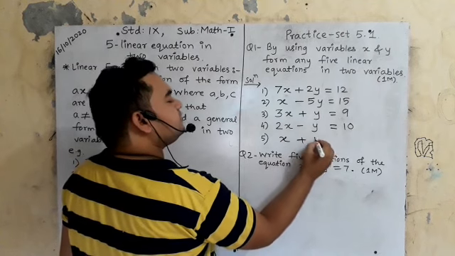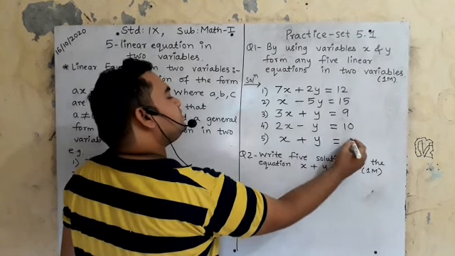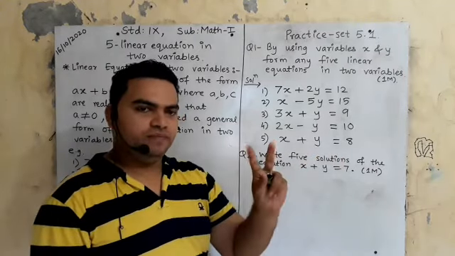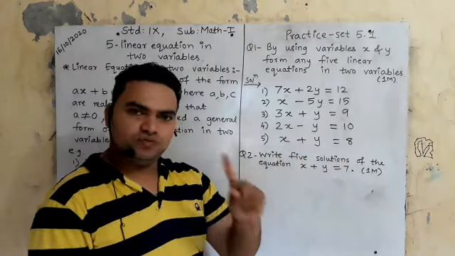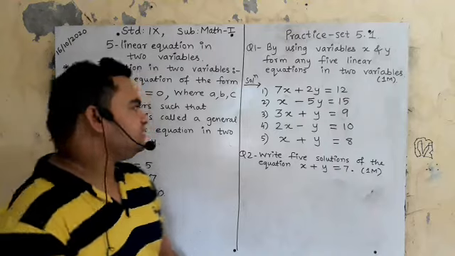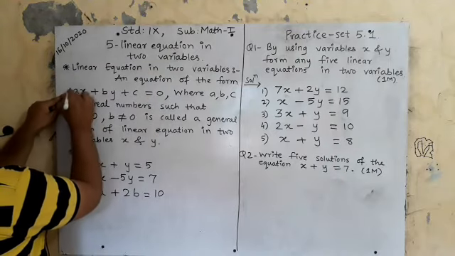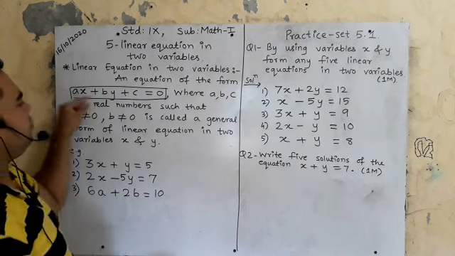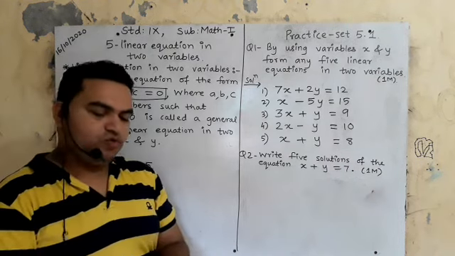Now see, here I will use x plus y is equal to 8. I can use x and y, two variables whose highest index is 1. Coefficient of x is 1, coefficient of y is 1, and if this 8 comes to the left hand side, it will be minus 8 is equal to 0. So this is how we have to follow this general form of linear equation in two variables.